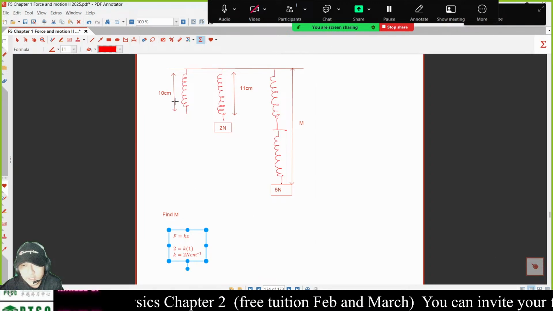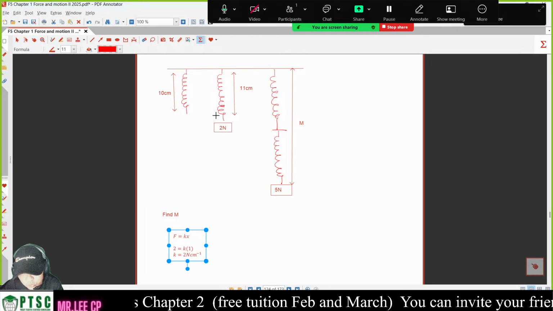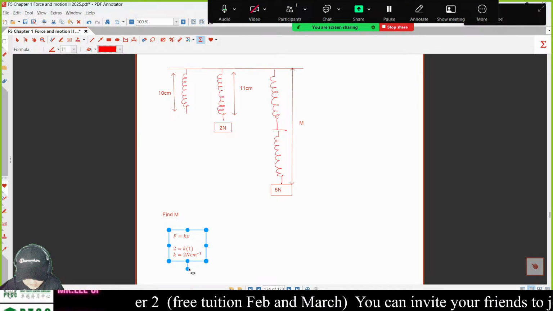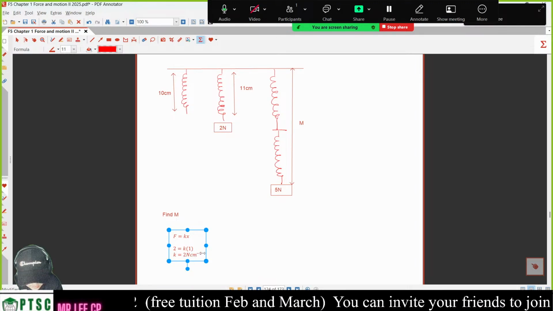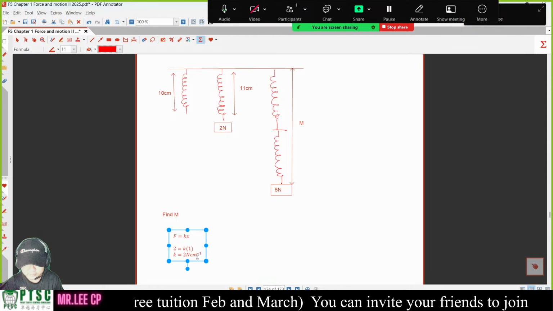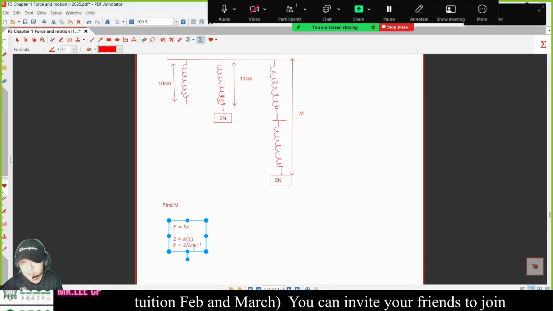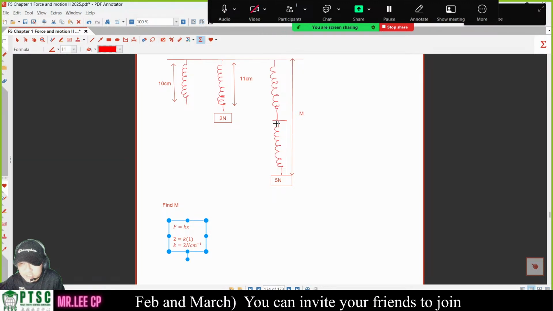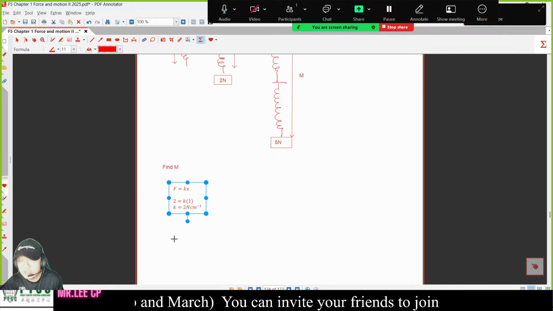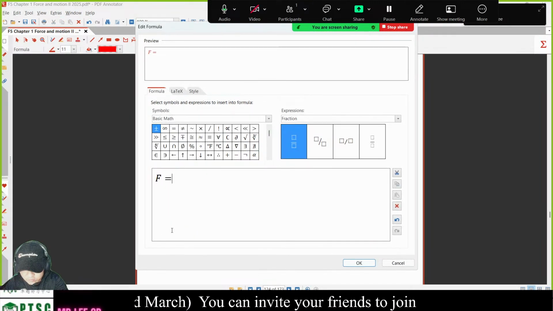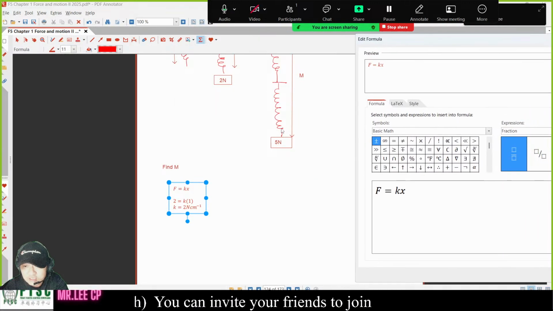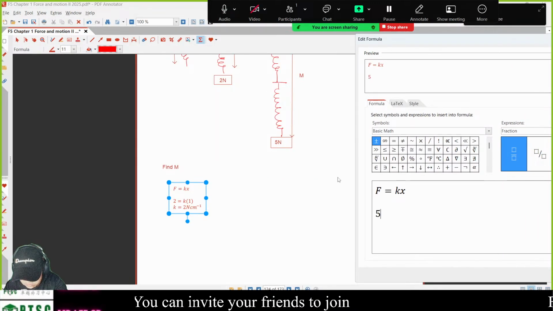Okay, I repeat. F is 2 Newton. Right? Extend 1 cm. 11 minus 10, 1 cm. So this one not asking you energy, so you no need to change it to meter. Okay. Now you find K. Now if the spring in this way, so I want you to do directly here. F is equal to kx.